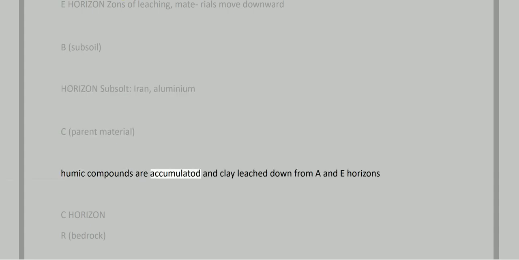Humic compounds are accumulated and clay leached down from A and E horizons. C horizon, R bedrock: weathered parent material, partial breakdown of inorganic minerals, and the bedrock horizon.